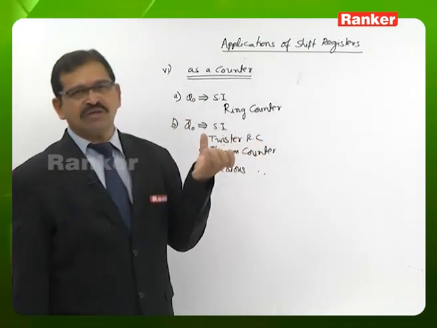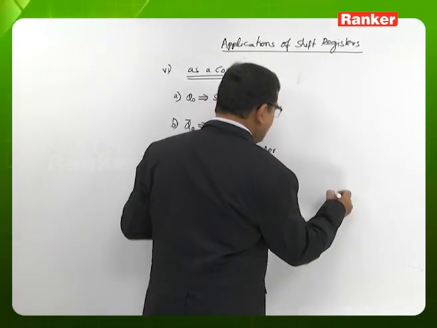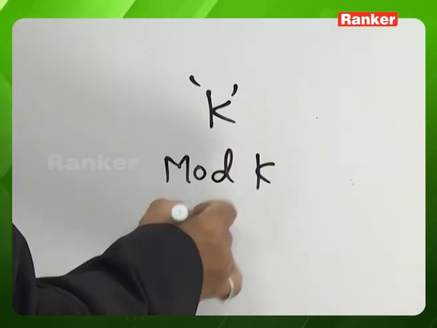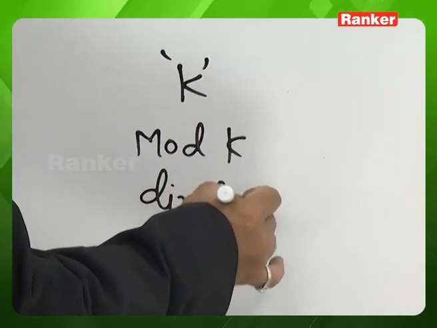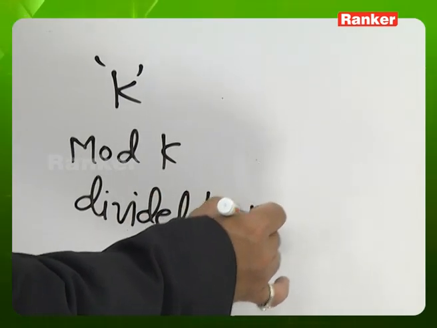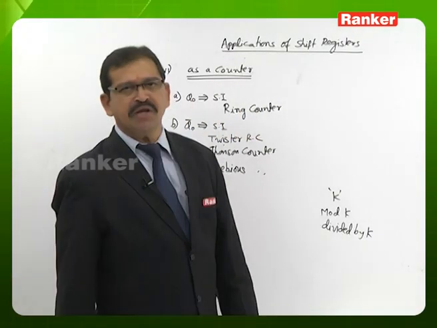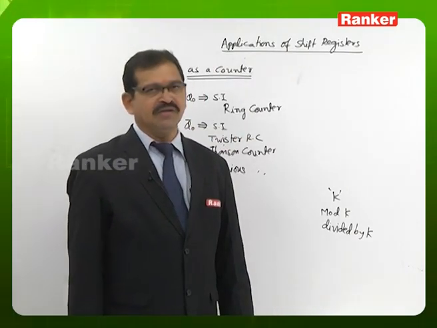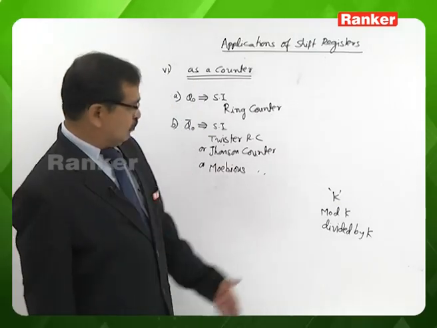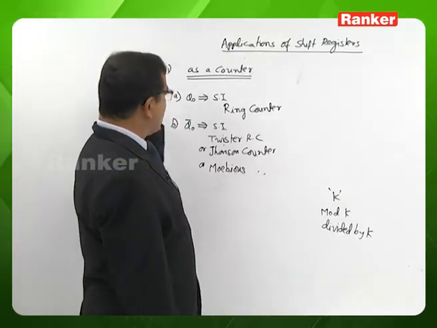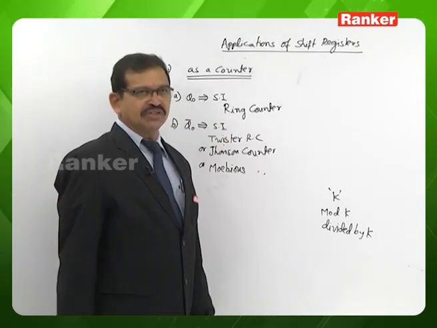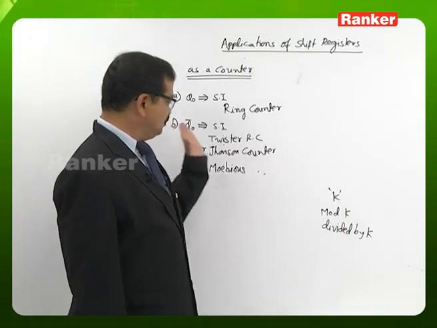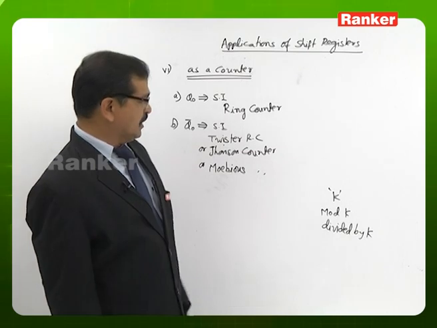If the given counter counts a maximum of k clock pulses, then that counter is named a mod k counter or divide by k counter. This is the standard terminology with respect to any counter. So let us try to estimate now, when we use a given register as a ring counter, what is the mod value? When we use the register as a Johnson counter, what is the mod value? Let us try to recognize.